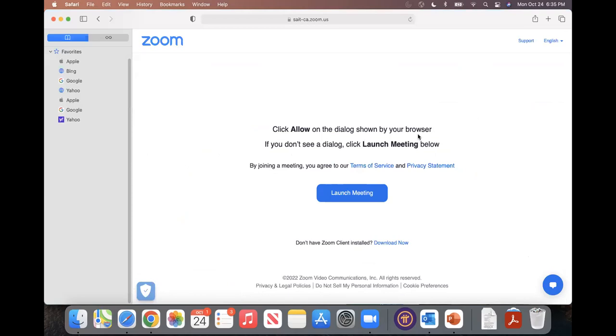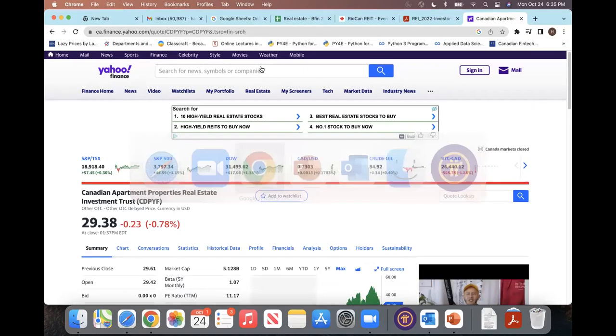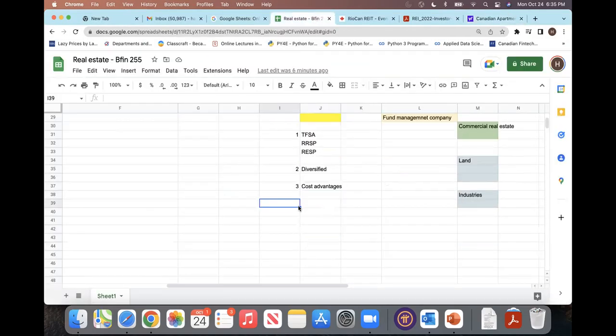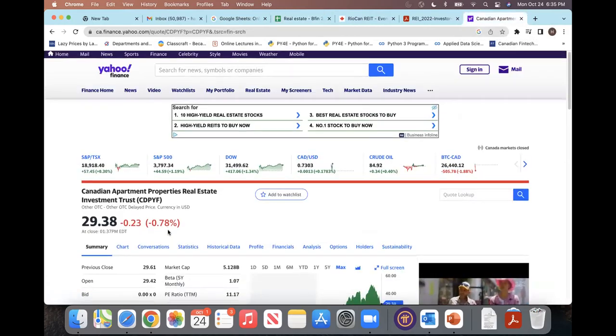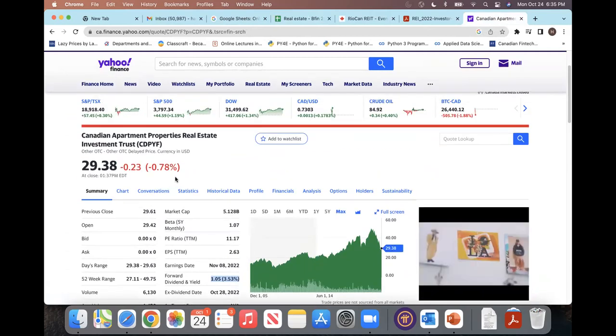So when you buy a REIT, going back to that Google sheet, you get the advantage of appreciation if real estate appreciates, and you also get rental income in the form of monthly dividends. That Canadian Apartment was an example of a residential REIT.